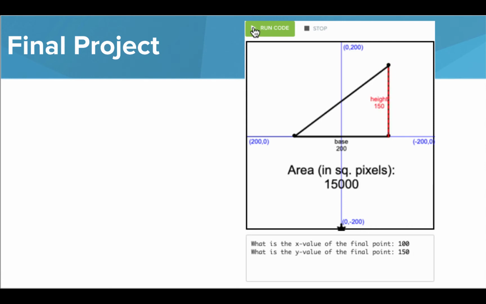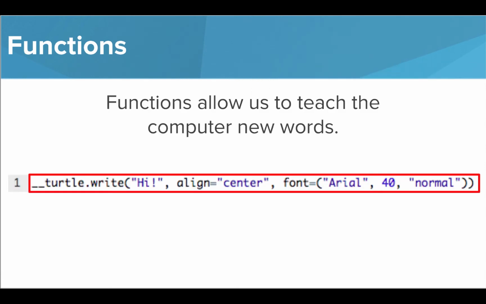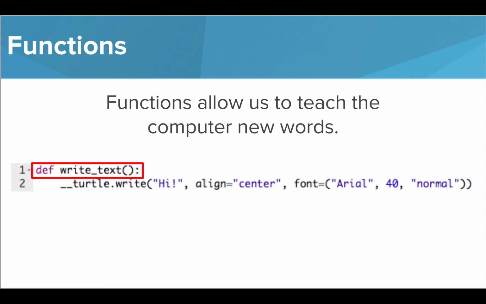Let's first take a look at functions. Functions are helpful when writing code because they allow us to teach the computer new words. For example, in our final program, we are going to need to print text on the screen. In order to do this, we need to use this complicated command. There are many different parts of this command and a lot of places where we could make a typo. Instead, we could make a function named writeText that will perform this complicated command for us.